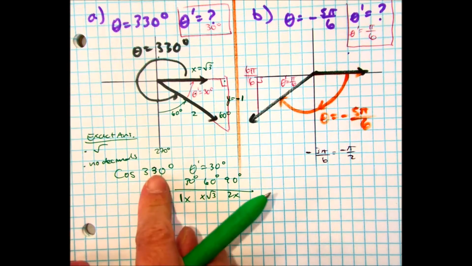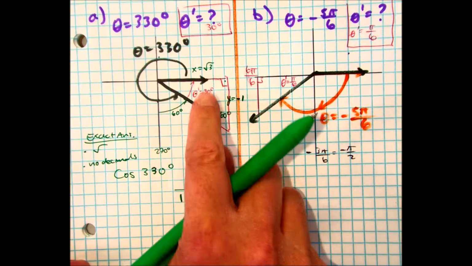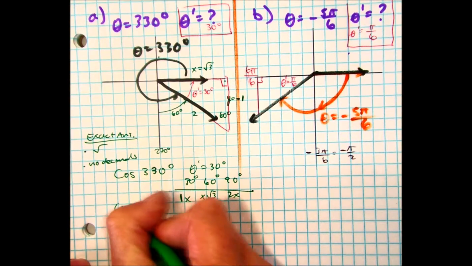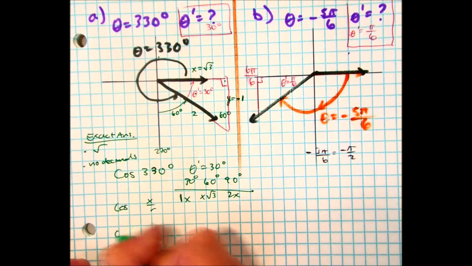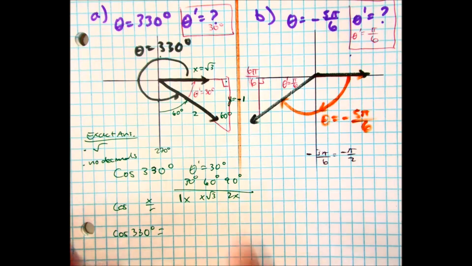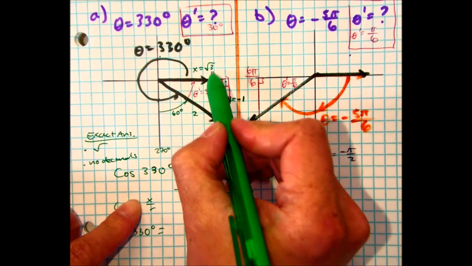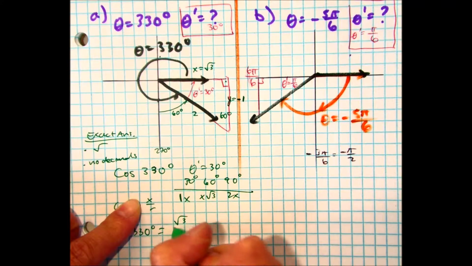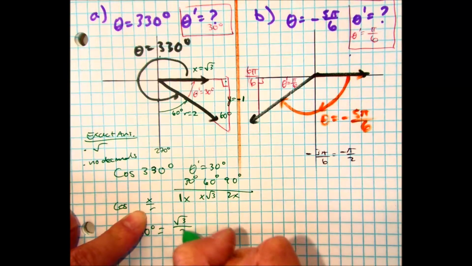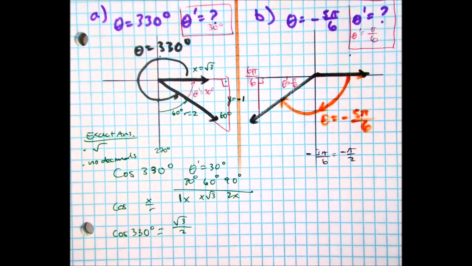So again, 330 degrees gives me a reference angle. This reference angle tells me which special right triangle to use, and now I can just use my letters. Cosine is x over r, so cosine of 330 degrees is equal to x over r, which is radical 3 over 2. So my answer, if I had to find the exact value of cosine of 330 degrees, would be radical 3 over 2.